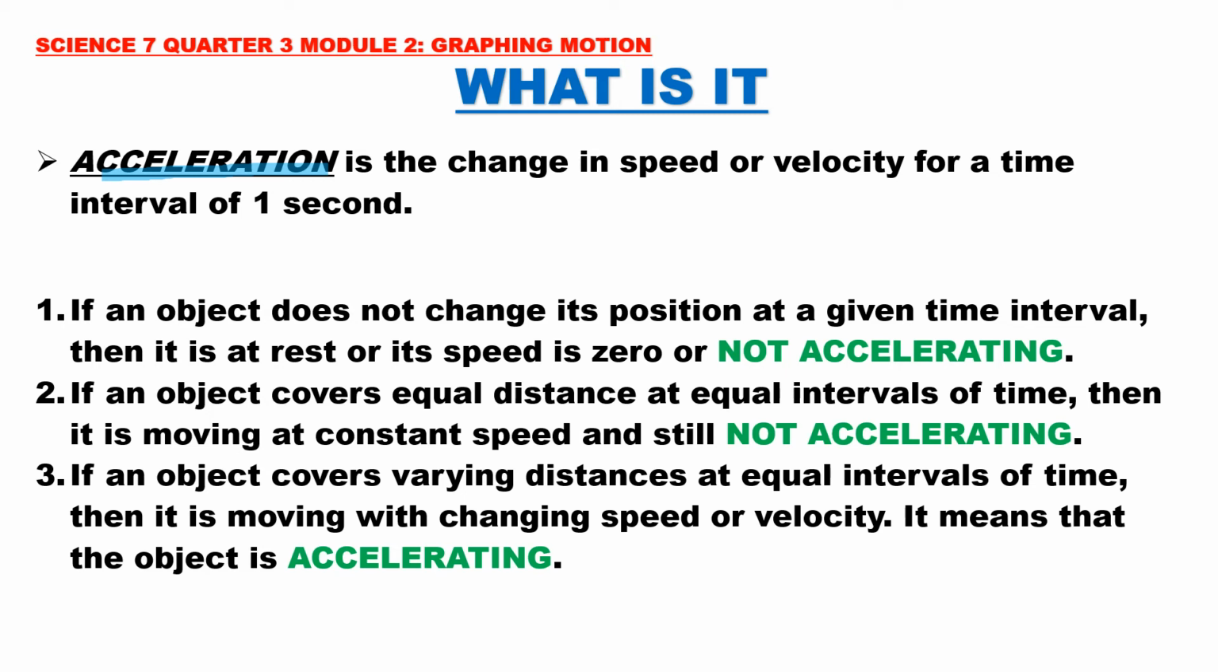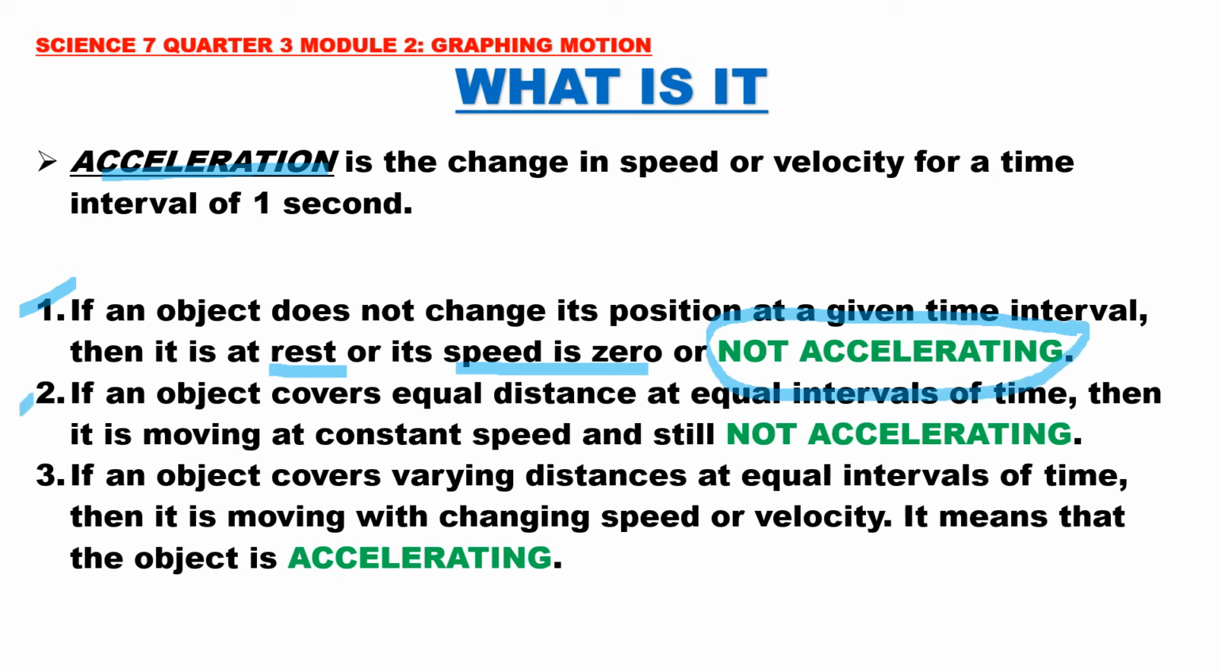Next, acceleration. Acceleration is the change in speed or velocity for a time interval of 1 second. So when do we say that an object is accelerating? Number one, if an object does not change its position at a given time interval, then it is at rest or its speed is zero. Ibig sabihin, kapag ang isang object at rest or ang speed niya ay zero, hindi siya gumagalaw, nakastay lang siya sa isang lugar, ibig sabihin nun, the object is not accelerating, wala siyang acceleration.